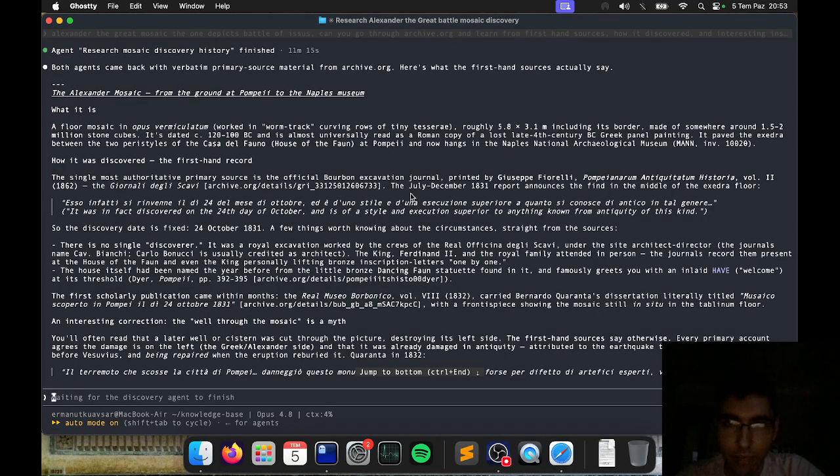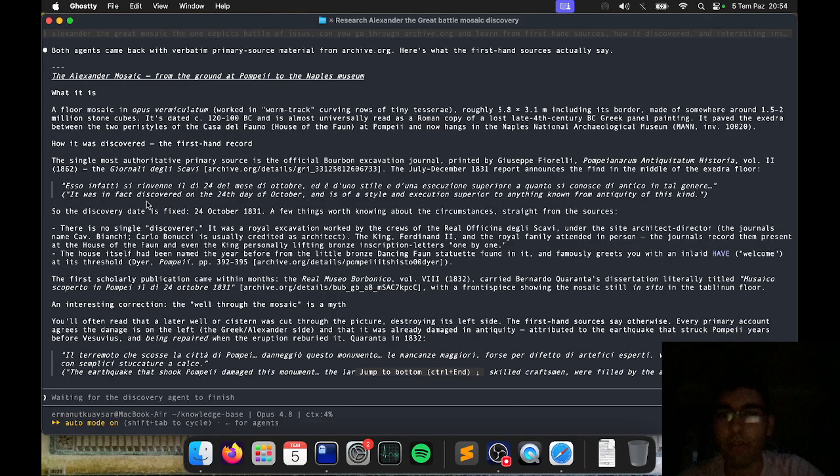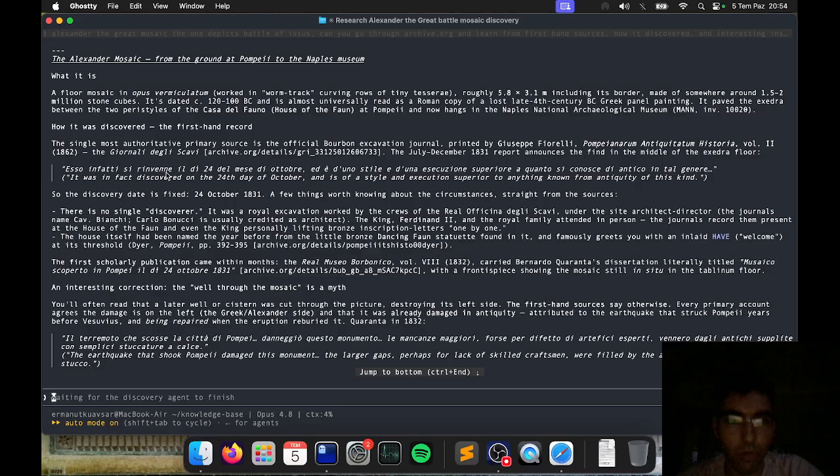What does it say? The July-December 1831 report announces the find in the middle of the floor. It was in fact discovered on the 24th day of October and is of a style and execution superior to anything known from antiquity of this kind. So the discovery date is fixed: 24 October. So this is the first log, I think, the first record of how it was discovered.